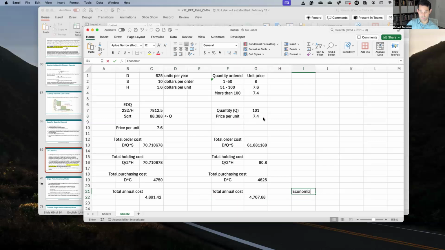How much the company economizes is the difference between these two values. They economize $123. It may not seem like much, but any penny in the pocket is a penny in the pocket. So that's how you compute the discount model. First, do the traditional EOQ, and then compute the annual cost and all other costs using the minimum quantity that qualifies for the cheapest price. Okay, that's it.